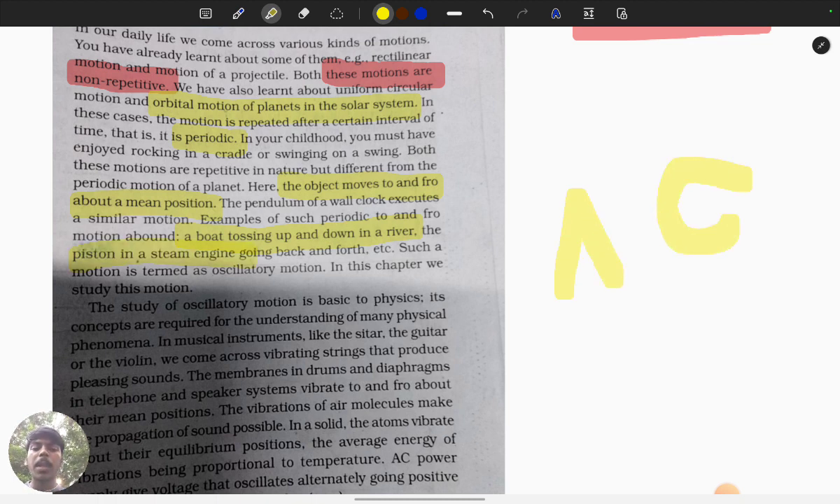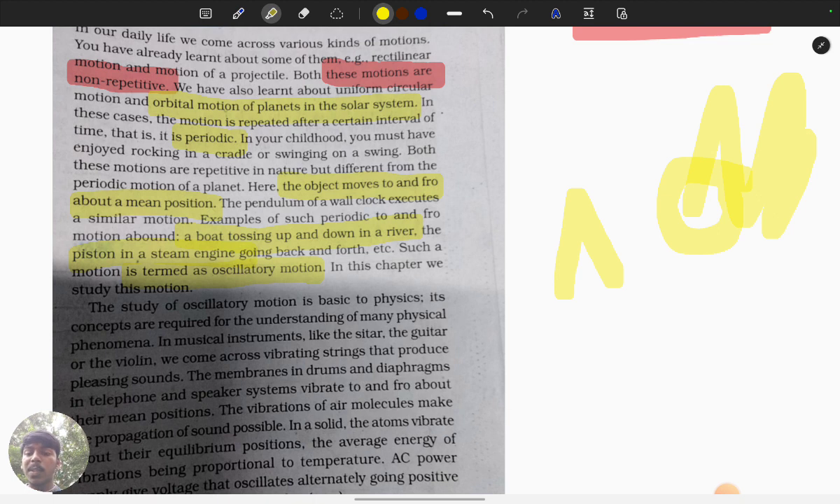In a steam engine, the piston goes up and down, to and fro, and such a motion is termed oscillatory motion. So what do we call this motion? We call it oscillatory motion. In this chapter we will be studying this motion. The study of oscillatory motion is basic to physics. Its concepts are required for the understanding of many physical phenomena.